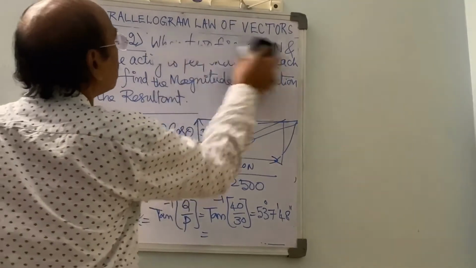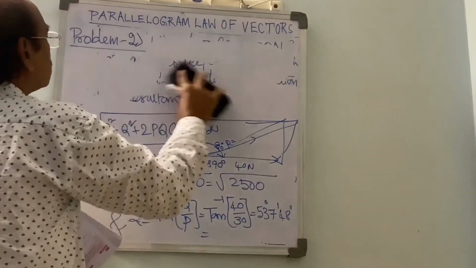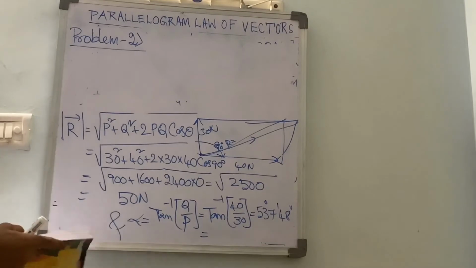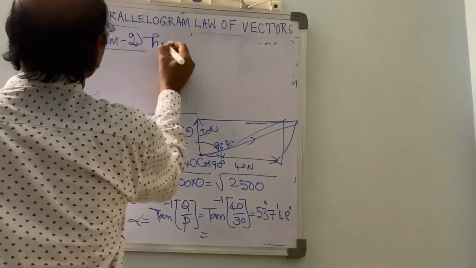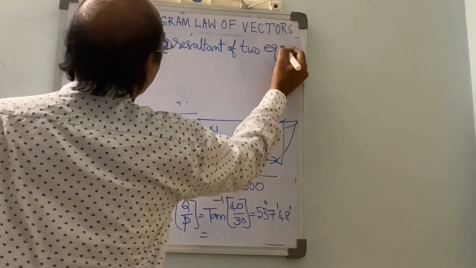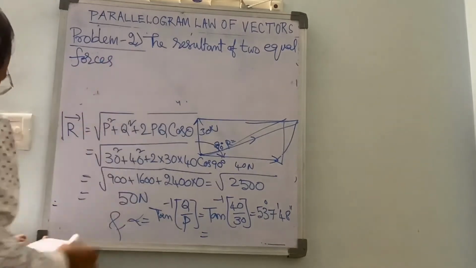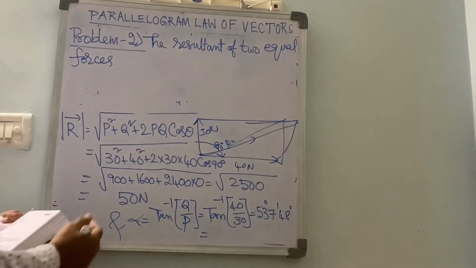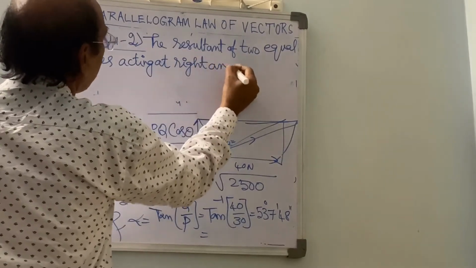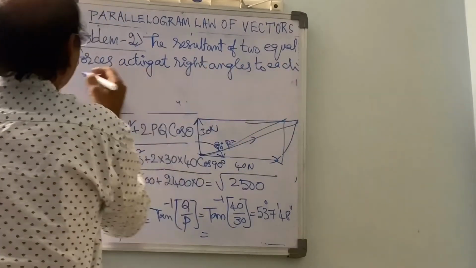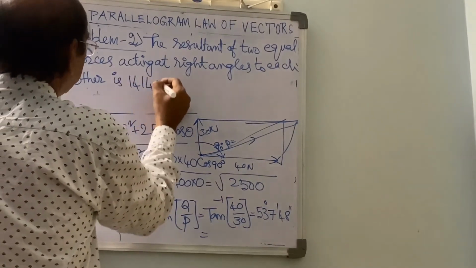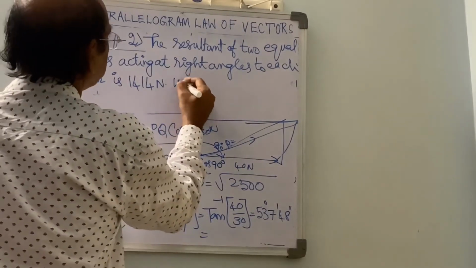Let us do one more problem. The resultant of two equal forces acting at right angles to each other is 1414 Newton. What is the magnitude of each force?